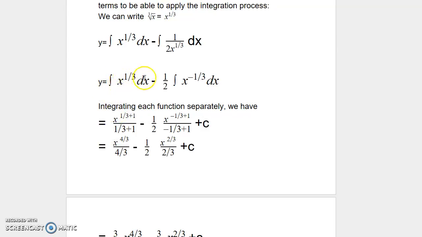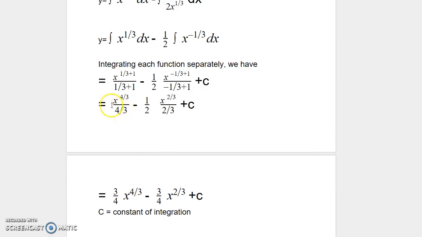Integral x to the power of 1 over 3 dx can be written as x to the power of 1 over 3 plus 1 divided by 1 over 3 plus 1, minus 1/2 x to the power of negative 1 over 3 plus 1 divided by negative 1 over 3 plus 1, plus c, a constant of integration.